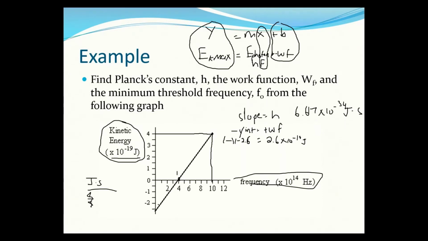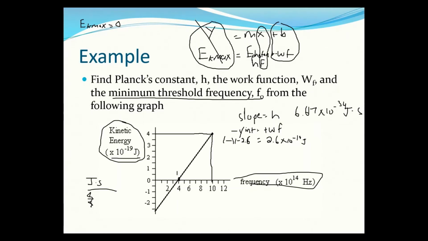So that's our work function. Okay, and the last one asks for the minimum threshold frequency. If we just hit our threshold frequency, that makes our EK max 0, right? If we shoot a photon at our metal plate with just enough energy to release that electron, just enough to equal that work function, then our EK max is going to be 0.